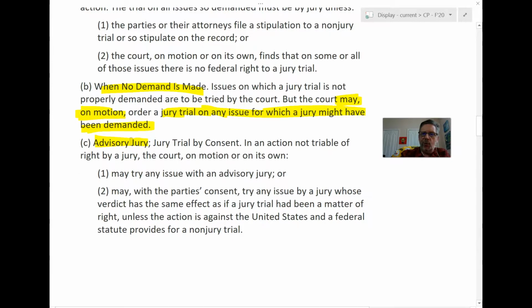But Rule 39(c) goes even further than that. Sometimes courts can order advisory juries or actual juries for issues on which there's no jury right at all. In an action not triable of right by jury, the court, either on its own or via motion, can impanel an advisory jury and try any issue with that. And then the advisory jury would, of course, decide the issue. The judge would not be bound by the advisory jury, it would appear, but would have the benefit of what the advisory jury has to say.